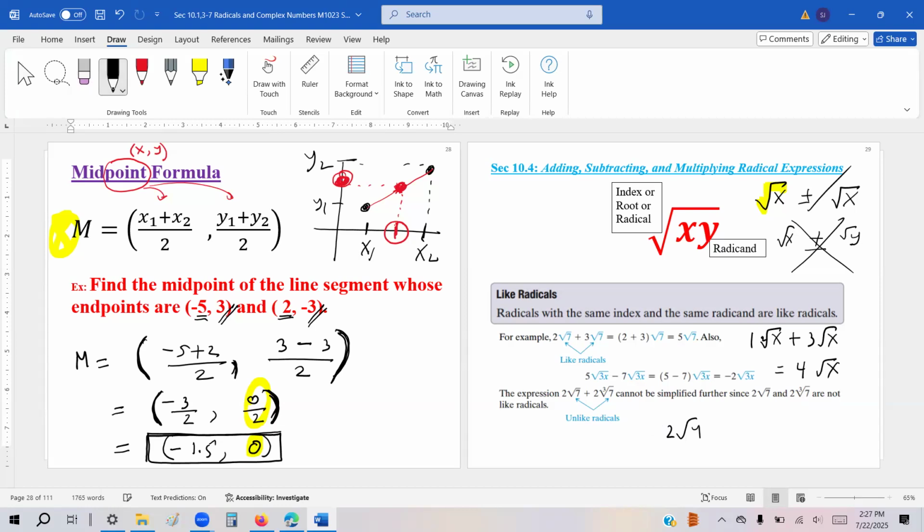Another example. 2 square root of y minus 3 square root of y. How many square root of y are you going to have? What is 2 minus 3?